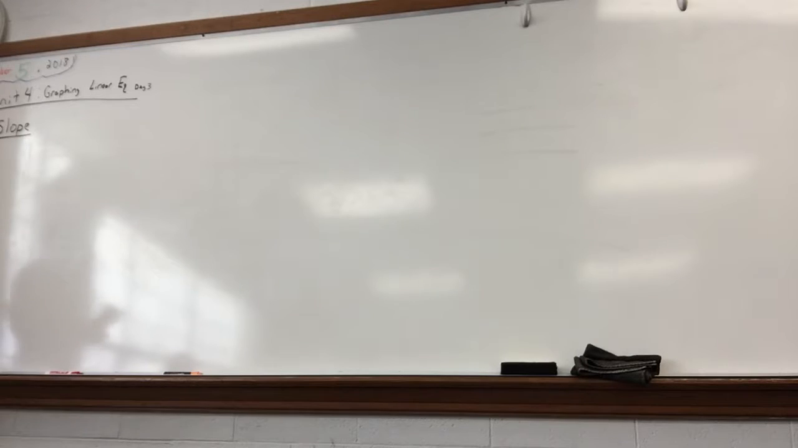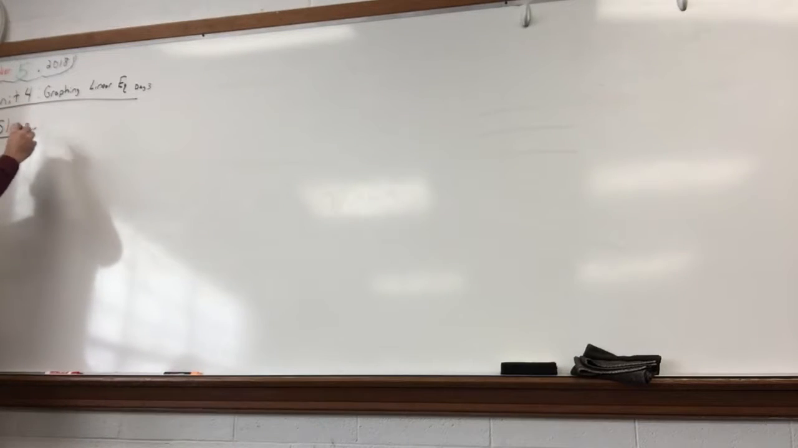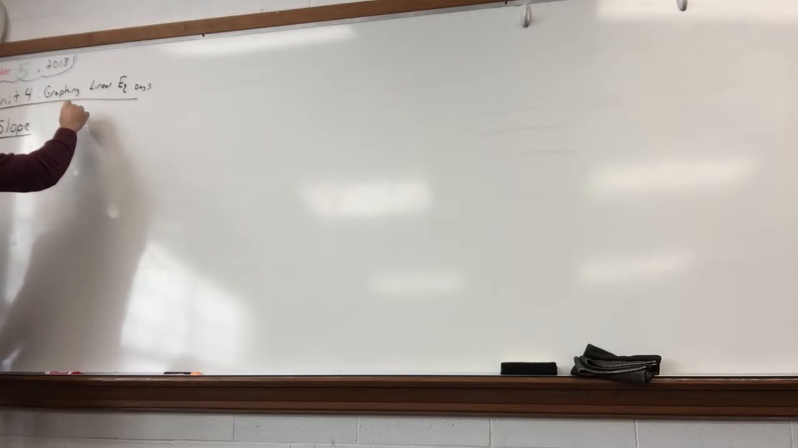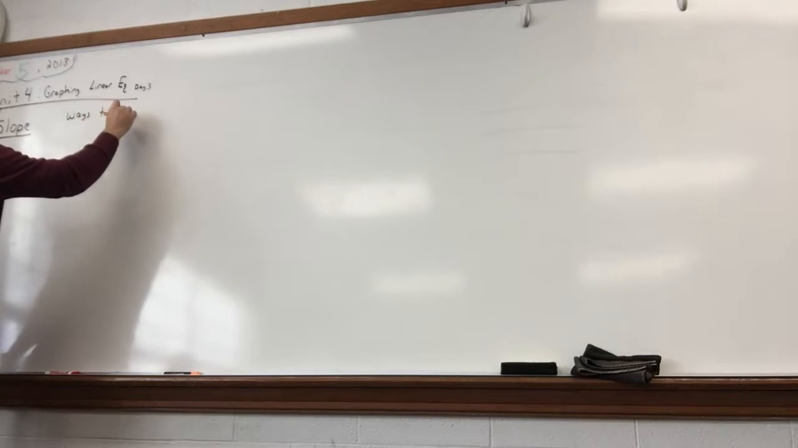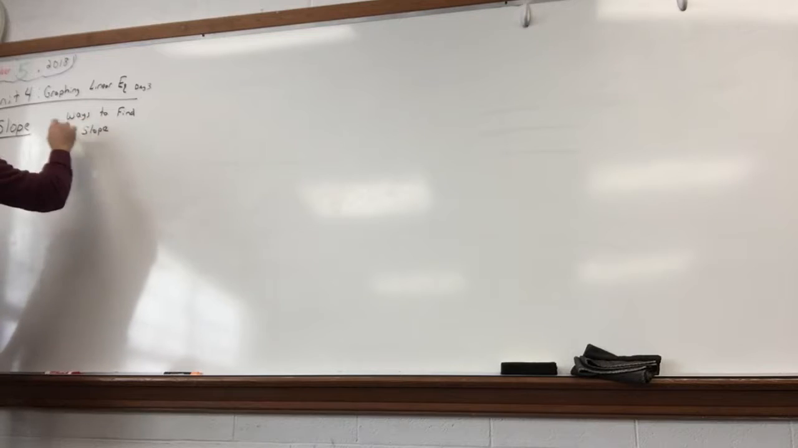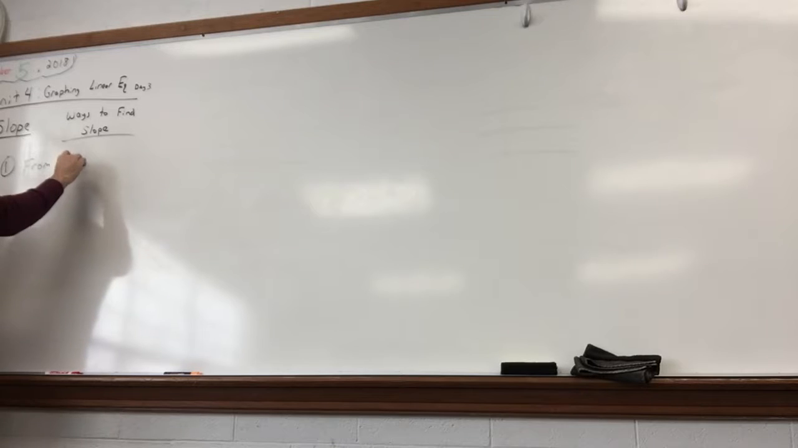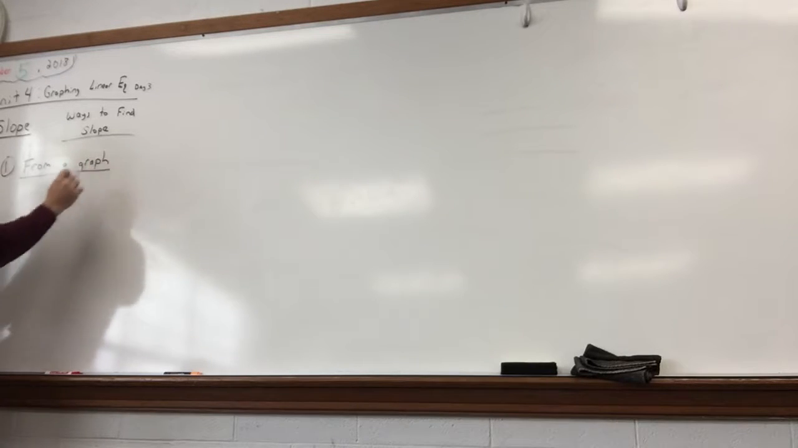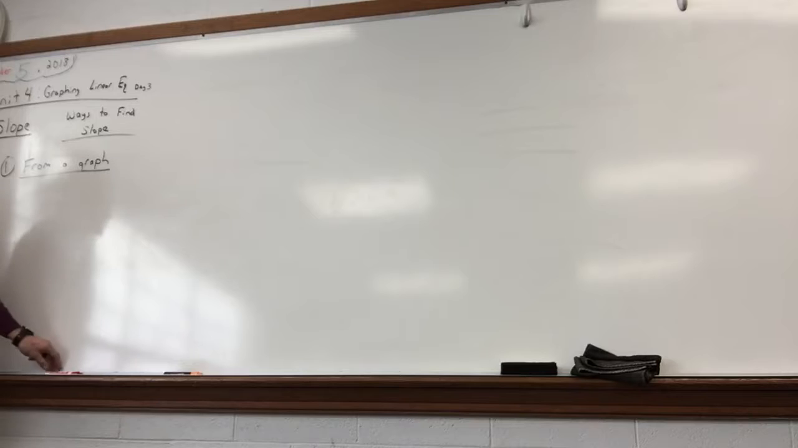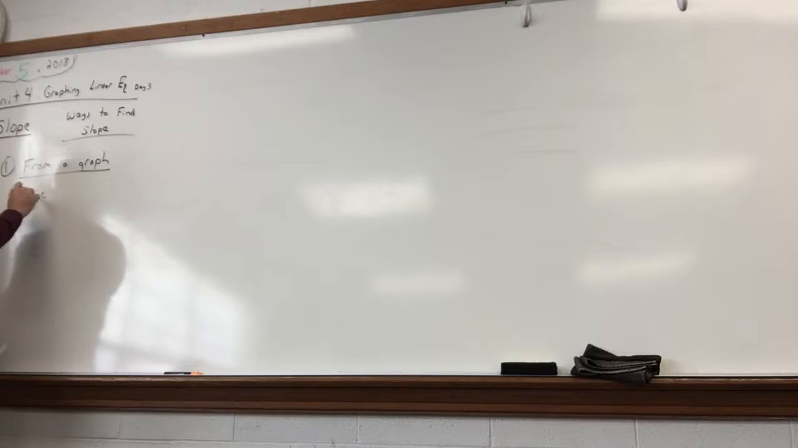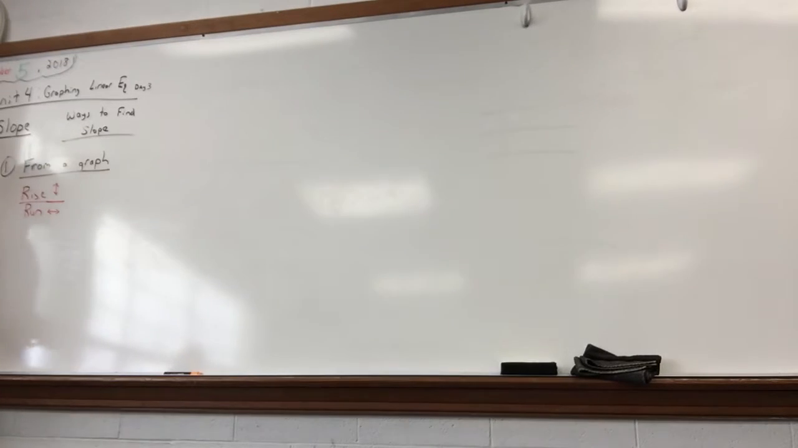So slope. So far we've learned one way to find slope. The first way was from a graph. If we were given a graph, we used rise over run. And we knew the rise went both up and down. We knew the run went left and right.